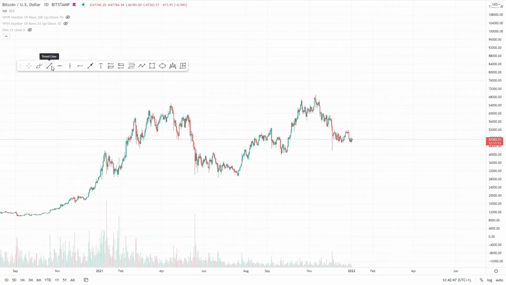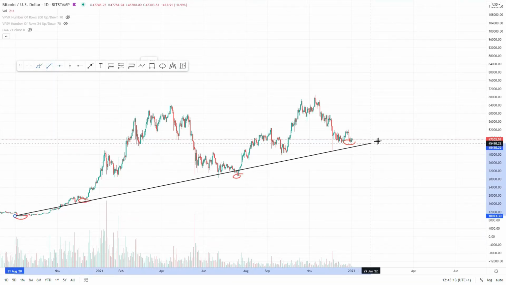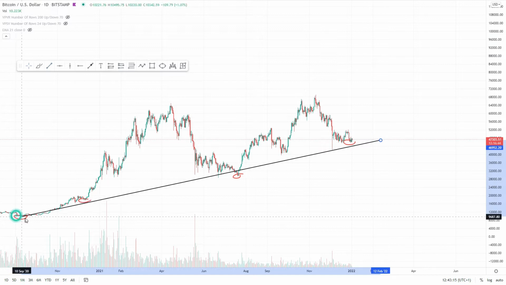What is a trend line? A trend line is a line which connects lows or highs of our chart. So for example, very simple, this is a daily chart. Here we have one low here, one low here, one low here, and here. And these points you can connect with a trend line. This is very basic.